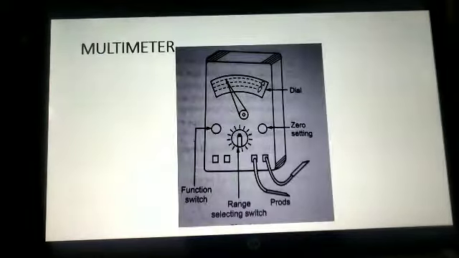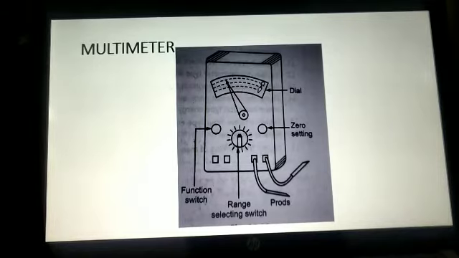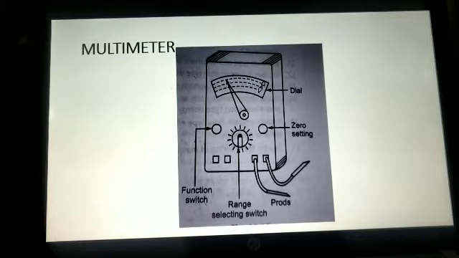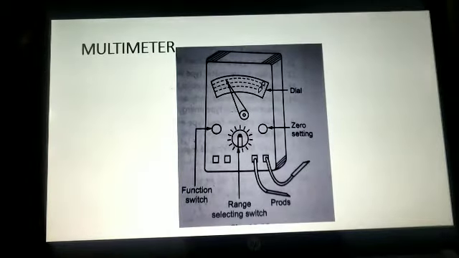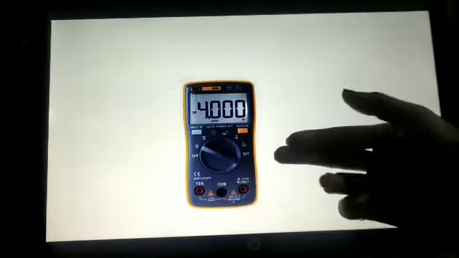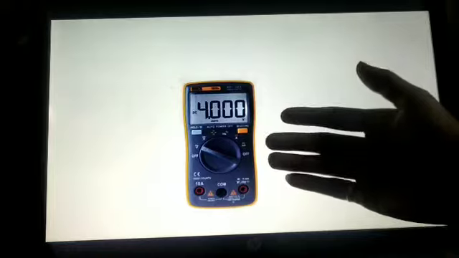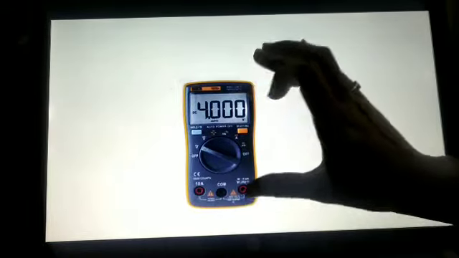Now we will move to the multimeter. So this is the diagram of multimeter. If they ask to write a note on multimeter, first draw the diagram of multimeter. I hope you are very familiar with this. So this is the multimeter, actual multimeter, how it looks.